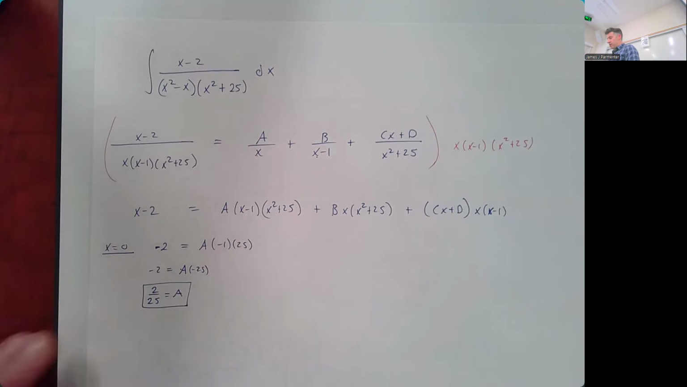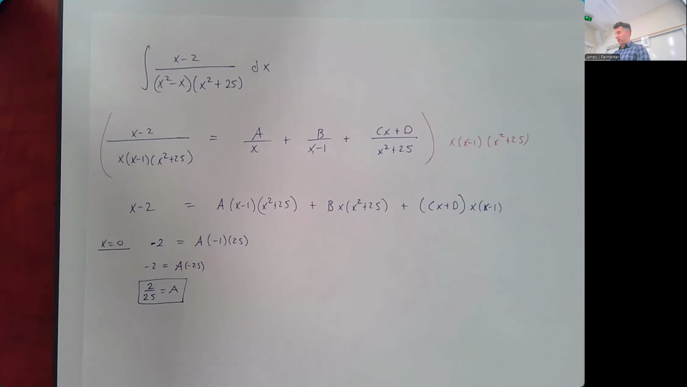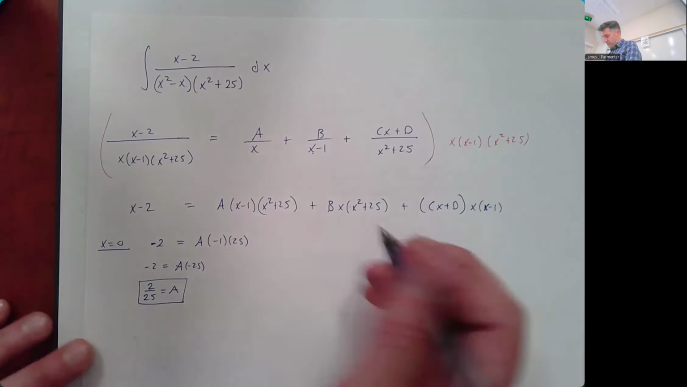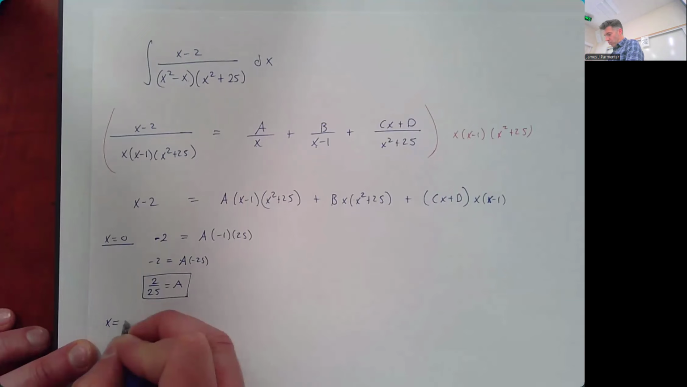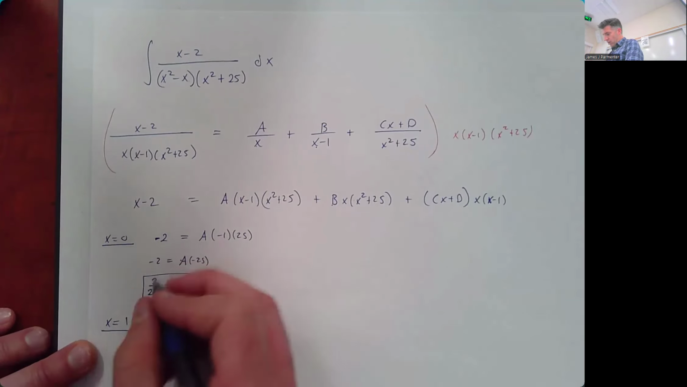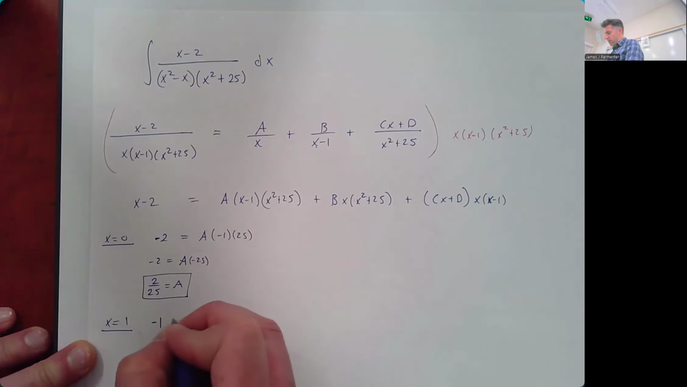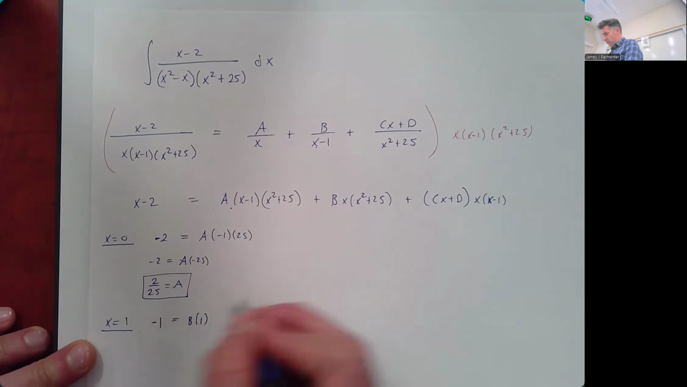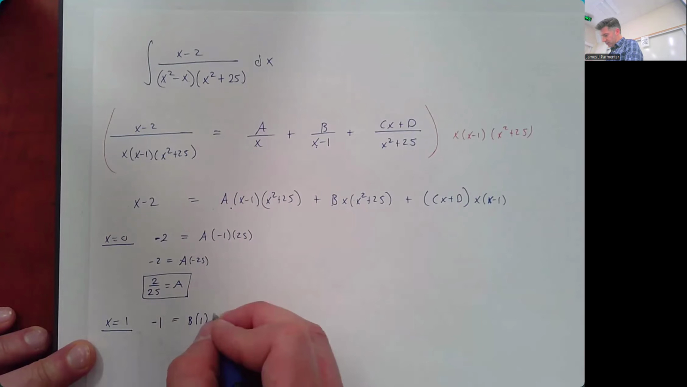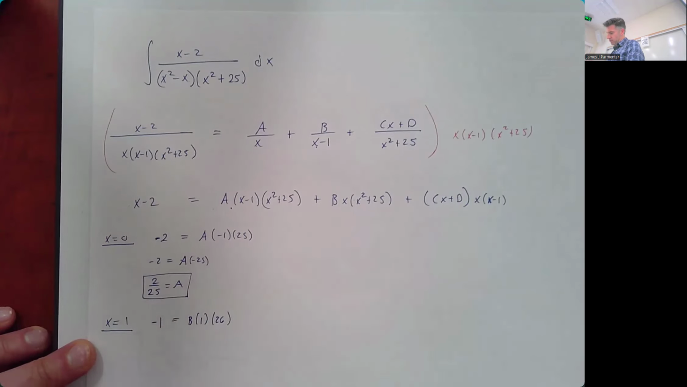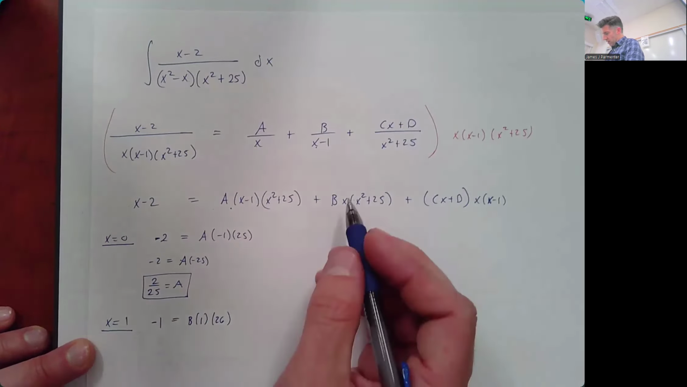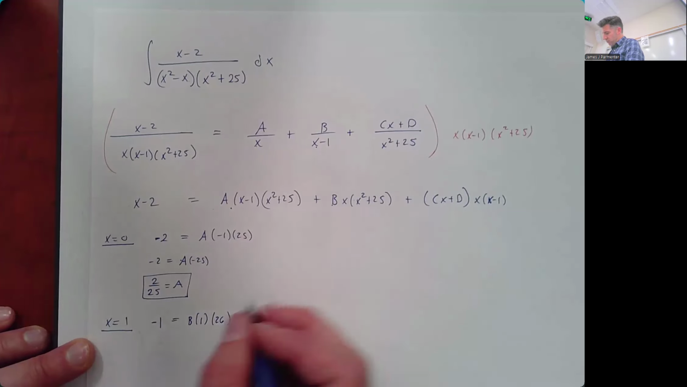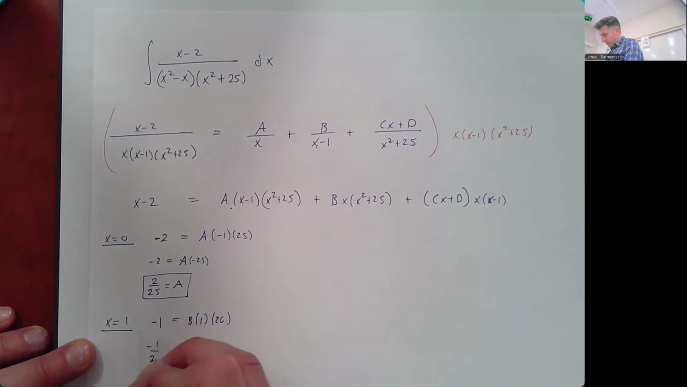And then we go ahead and find b. Or sorry, we don't find b. We do the next convenient value of x, which might give us b and might not. So we plug in x equal to 1, and we get 1 minus 2 is negative 1 equal to a times 0 plus b times 1 plus 25 is 26. That's interesting. And then we're going to get negative 1 over 26 equal to b.